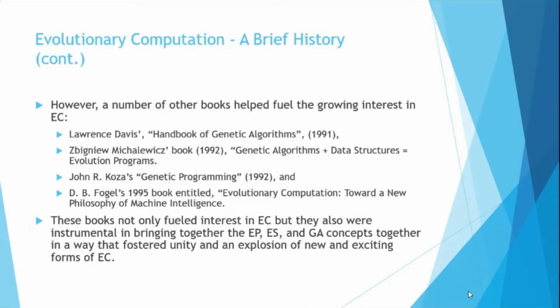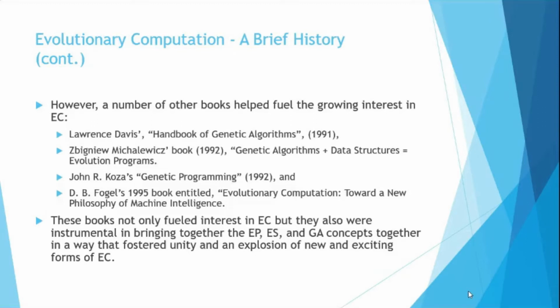After that, a number of books were published which helped fuel the growing interest in evolutionary computation. Some of them are Lawrence Davis's Handbook of Genetic Algorithms, initially published in 1991. Then Michalewicz's book, published in 1992, Genetic Algorithms plus Data Structures equals Evolution Programs. Then another one by Koza, Genetic Programming, also in 1992. Then a book published in 1995, authored by Fogel, Evolutionary Computation: Toward a New Philosophy of Machine Intelligence. These four books again fueled the growing interest in evolutionary computation.